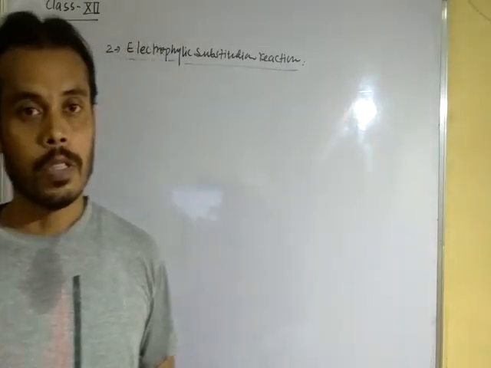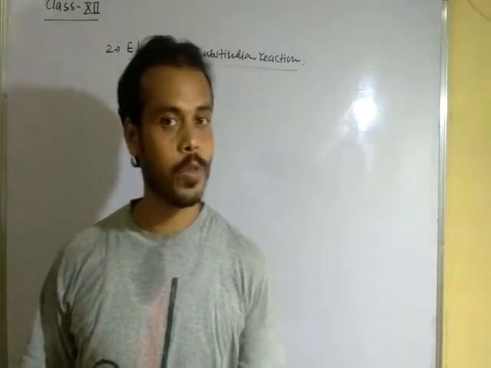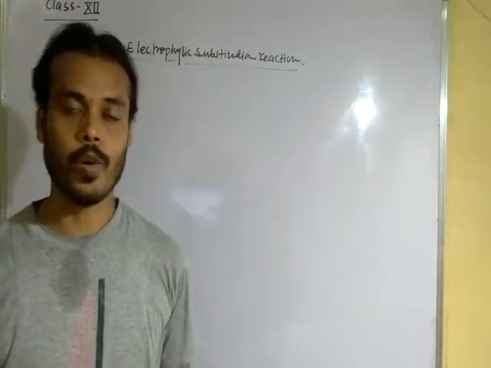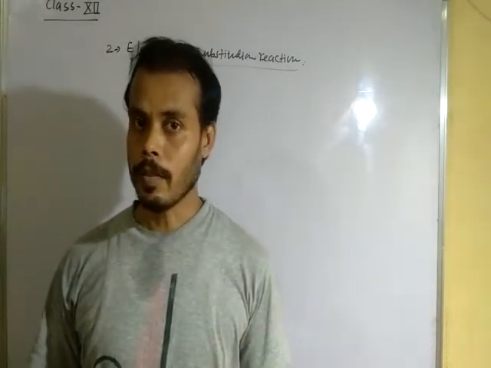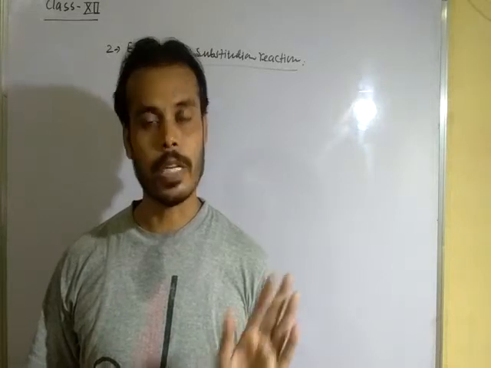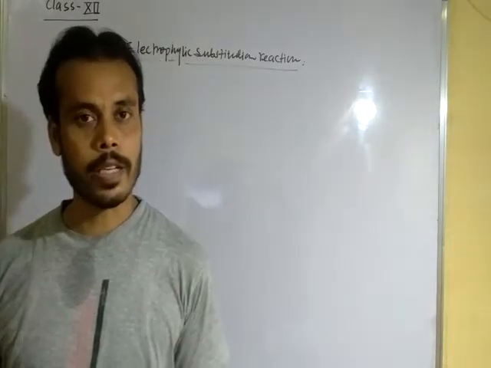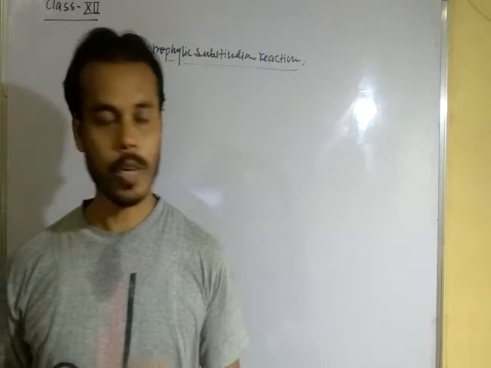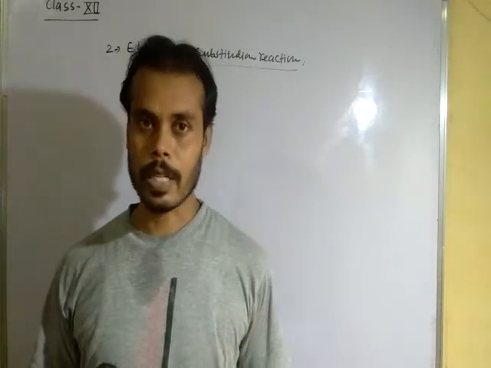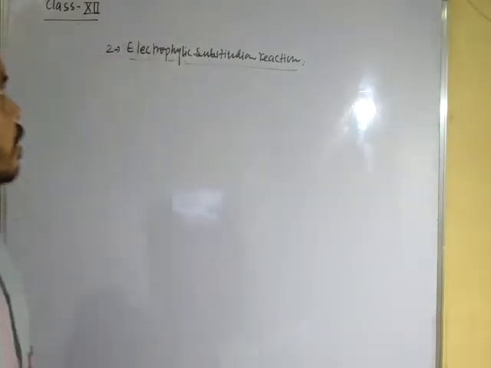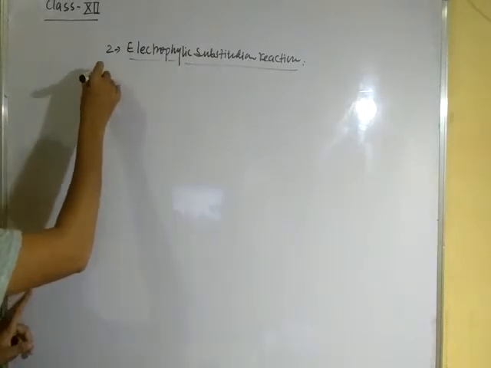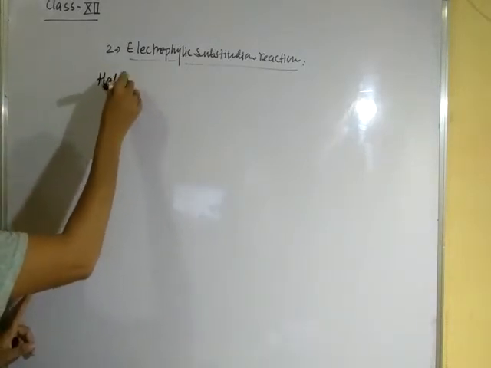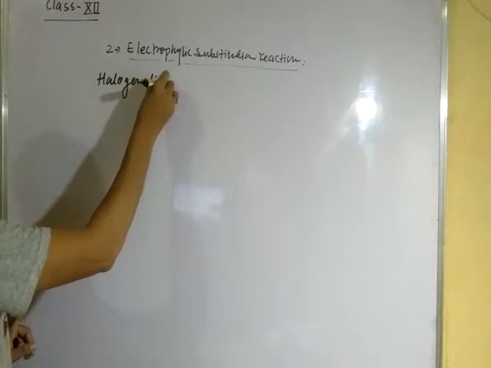Now, in your reduced syllabus we have to discuss only three electrophilic substitution reactions: halogenation, nitration, and sulfonation. We will discuss them one by one. Let us see the first one, halogenation.